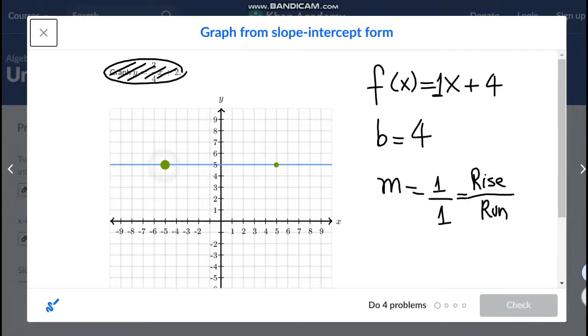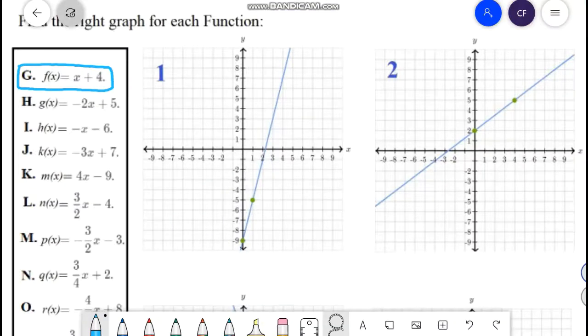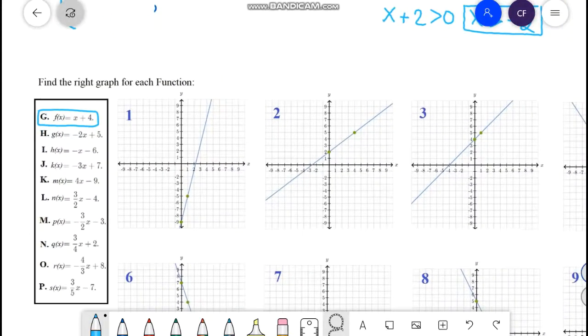Get the first point, move to the y-intercept. The y-intercept is going to be 4. So here, 4. And the other point, run 1 and rise 1. And this is going to be the answer. This is the line that we're looking for. Compare with the graphs that we have as options, and you're going to write this one, number 3. The answer is going to be number 3.